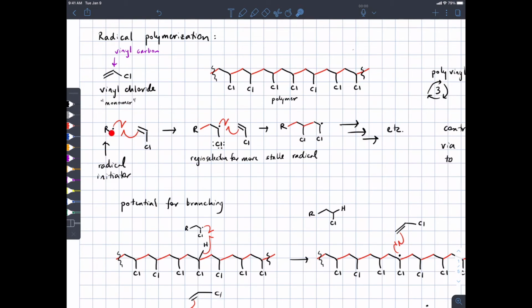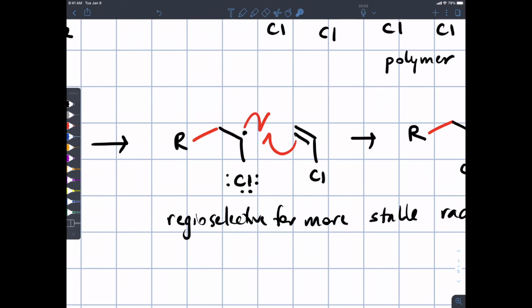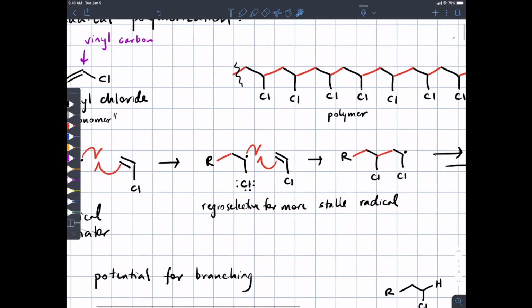So again, you attack and create a new bond with the less substituted carbon, so that the more substituted carbon can have the radical. I haven't shown it, but you could draw a resonance structure in which there would be a pi bond between these two carbons and an unpaired electron on chlorine. And that resonance stabilization is why this process is regioselective for having the radical on the carbon that is also bonded to chlorine.